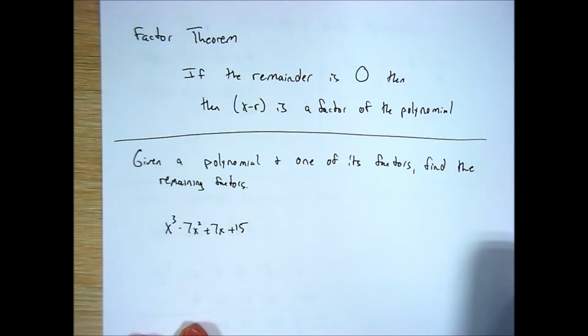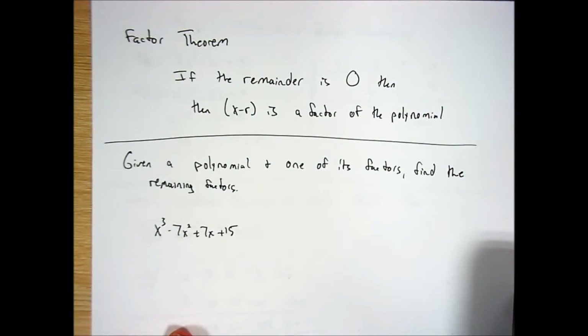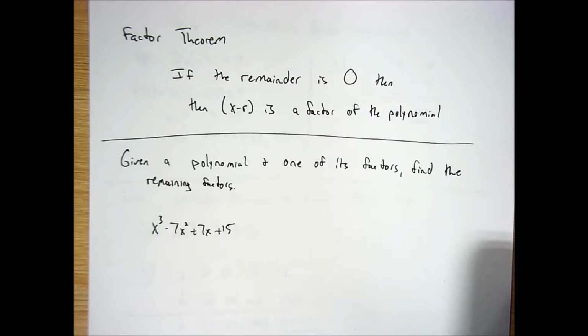Our other one is the factor theorem. If we divide and the remainder is 0, then x minus whatever we had in there is a factor of that polynomial, which makes sense because then we wouldn't have a remainder. If the remainder is 0, then it divided evenly, there was nothing left over.